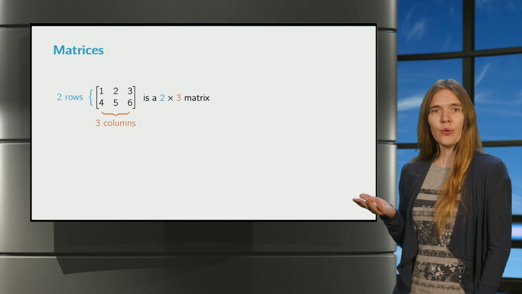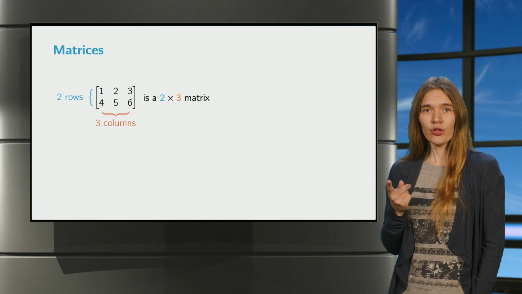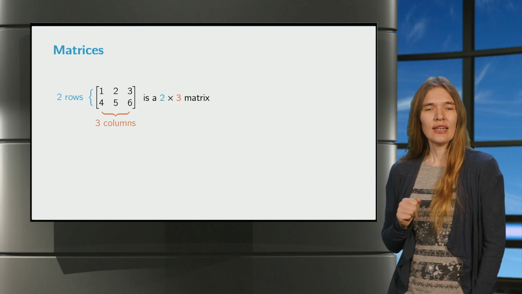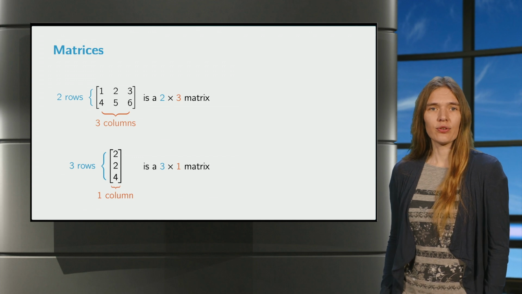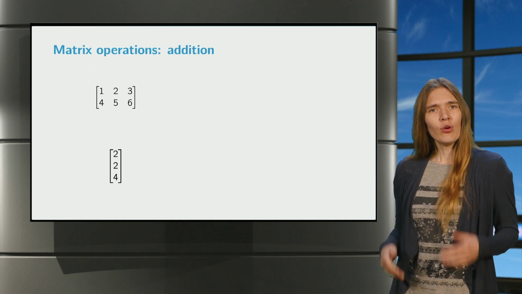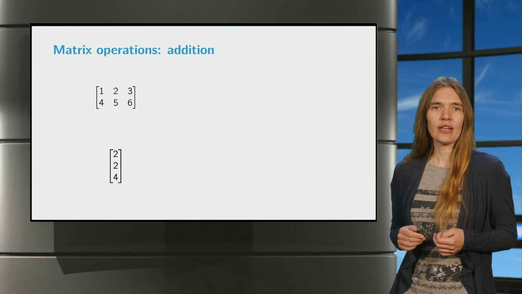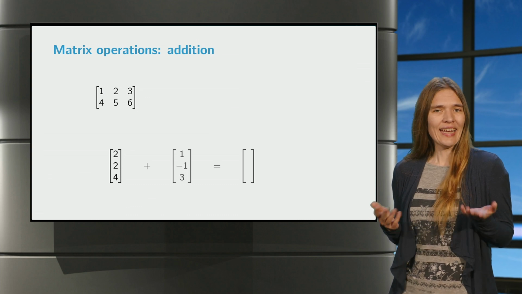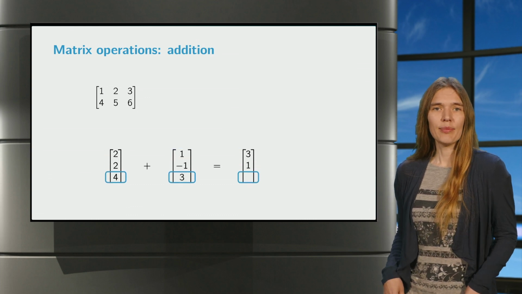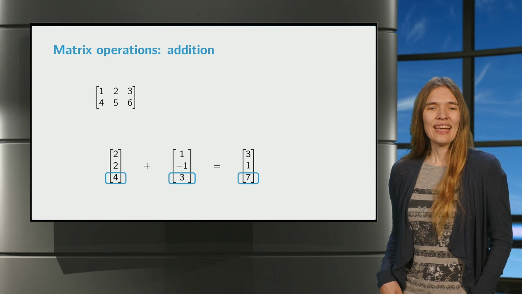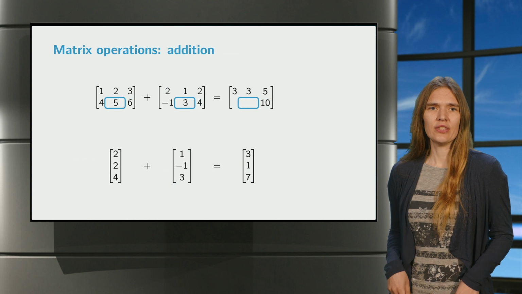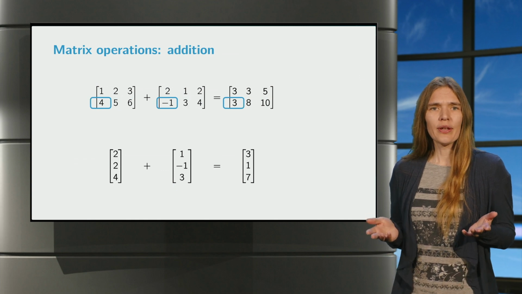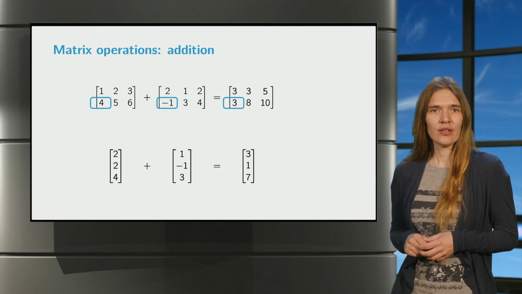Here on the screen, we have a 2 by 3 matrix. Note the order in this expression, first the rows, then the columns. If a matrix has only one column, it can also be regarded as a vector. You have already seen some operations on vectors of the same size. You can add them or subtract them element by element. And we can do the exact same thing for same size matrices. Just add up the corresponding elements for each location.